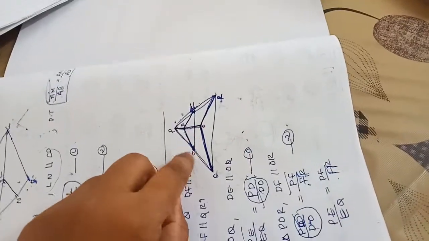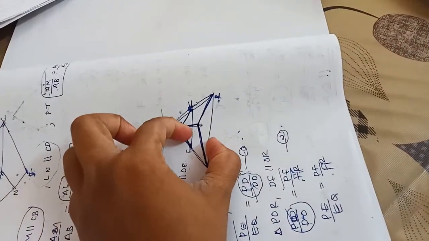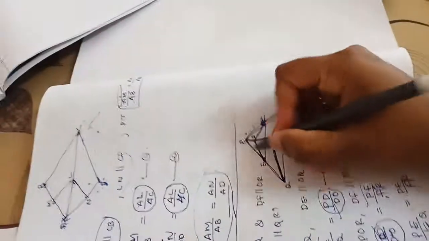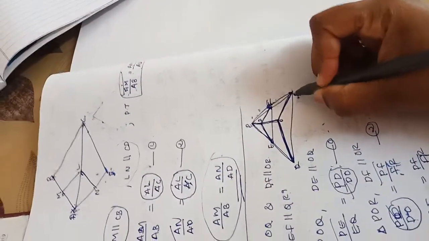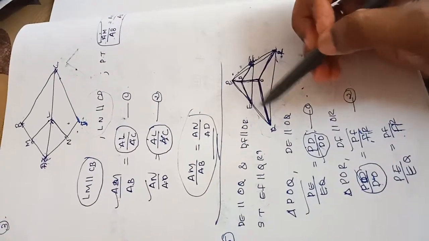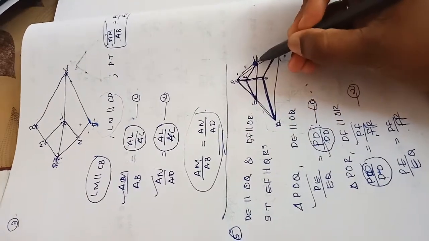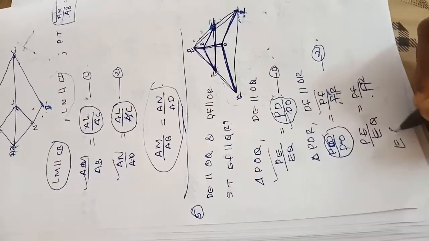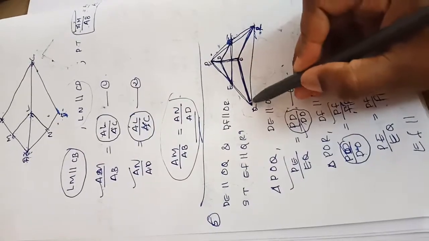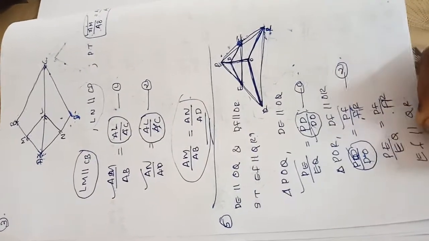So EF and QR are the sides which are inside this triangle PQR, the biggest triangle, right? So if PE divided by EQ is equal to PF divided by FR, then we can write this side EF is parallel to the long side QR. This one we had to prove here. Okay, so proof over. Like this we can do case number 6 also.